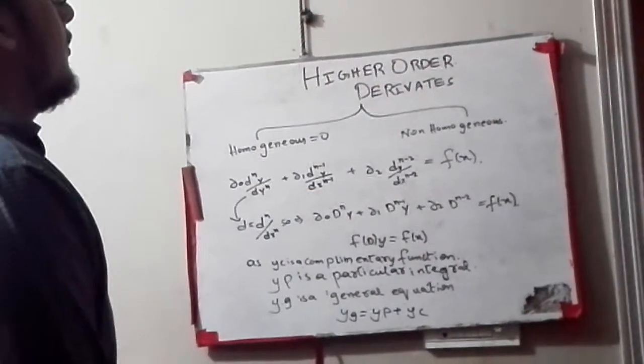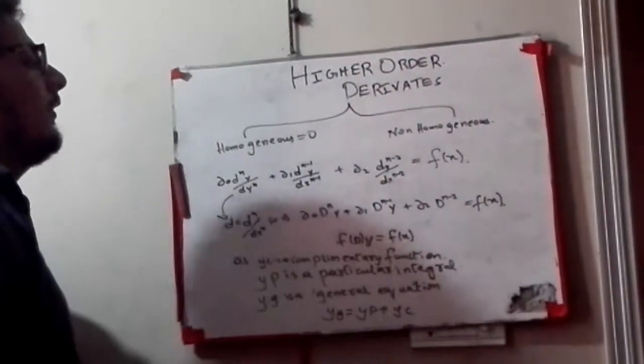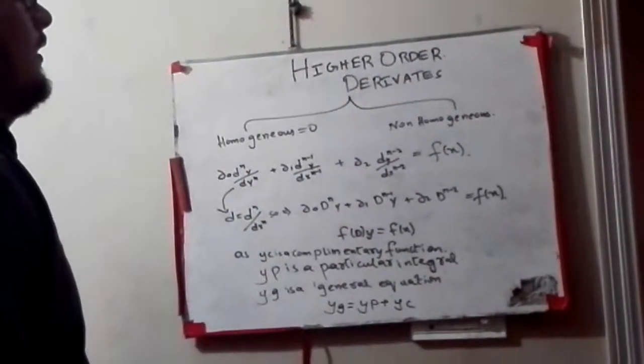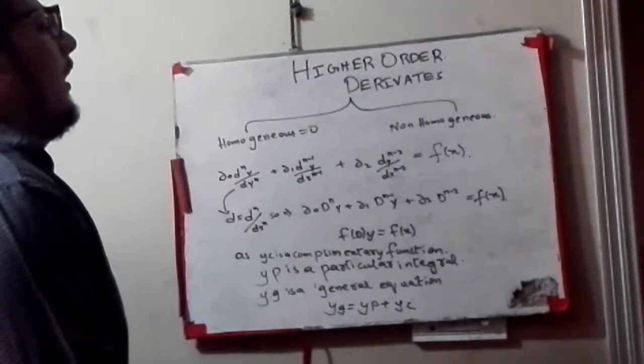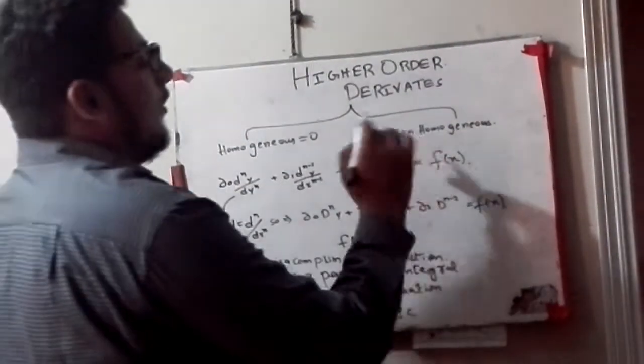So actually I'm going to teach you for YC. For that, first I will start from the beginning. That is, I will tell you about higher order derivatives. There are types of higher order derivatives. First are homogeneous and second are non-homogeneous.